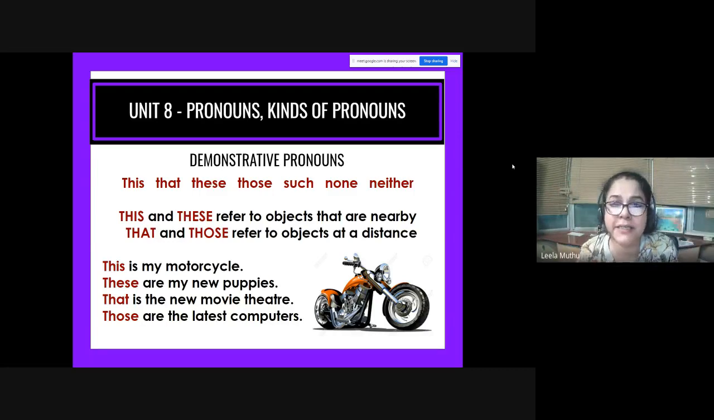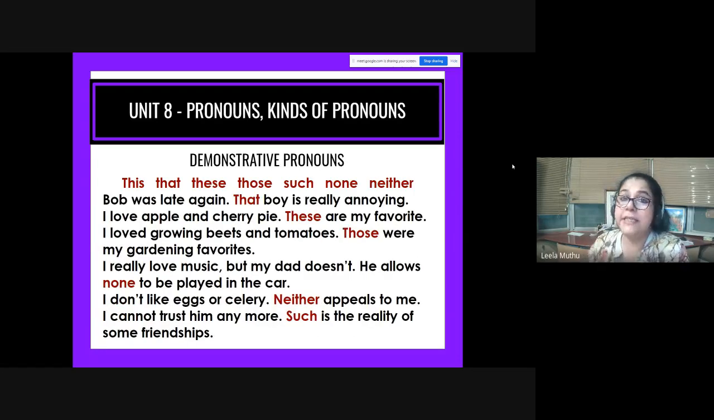Those are the latest computers. Okay, so you're referring to something close by, or some things close by. Something close by is "this," some things close by is "these," something not very close to you is "that," and some things which are not very close to you are "those." Okay? So let's see the different examples.